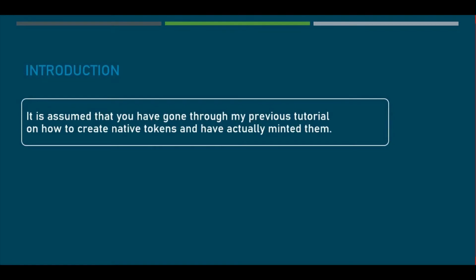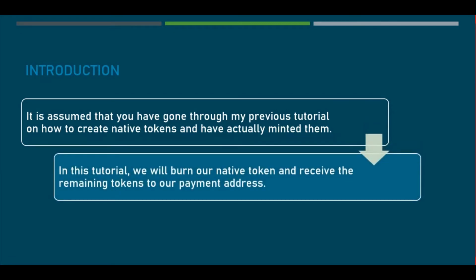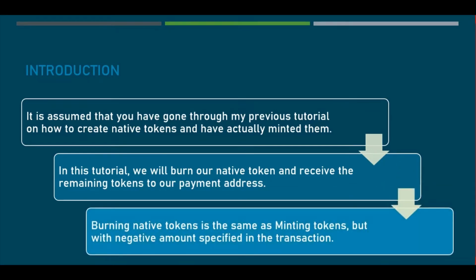We are assuming that you have gone through my previous tutorial on how to create native tokens and have actually minted some of your native tokens. In this tutorial, we are going to burn some of our native tokens and receive the remaining ones to our payment address. Burning native tokens is actually just the same as minting them, but the difference is that the amount that you want to burn is specified as a negative amount.